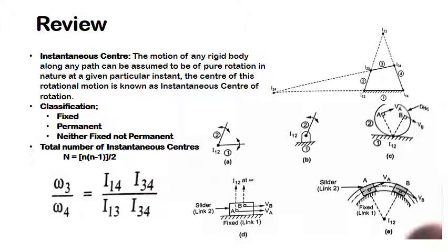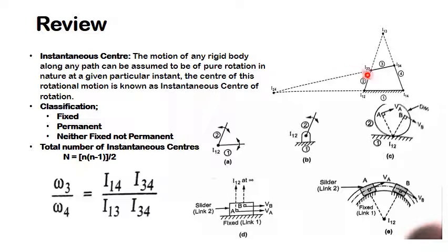The different types of instantaneous center are fixed, permanent, and the last one is neither fixed nor permanent instantaneous center. Fixed instantaneous center means, in this four-bar mechanism, consider instantaneous centers I12 and I14. These are nothing but the hinges which are connecting link 2 and 1, and link 4 and 1 respectively. So the hinges themselves are the instantaneous centers. As link 1 is fixed, these I12 and I14 will never move from their position, irrespective of whatever configuration this mechanism is having. So always they will be here only. That's what is meant by fixed instantaneous center.